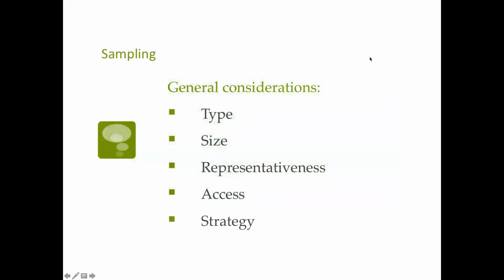First, let's talk a little bit about sampling. There are general considerations when you're thinking about choosing a sample for your research study. Those are type, so what type of sample, and we're going to go through different sample types. The size of your sample, how many people or units or documents or recordings or word count on a corpus are you trying to get for your sample size. The representativeness of your sample, your access to your sample, and your strategy for sampling.